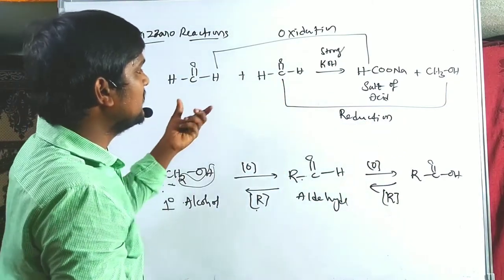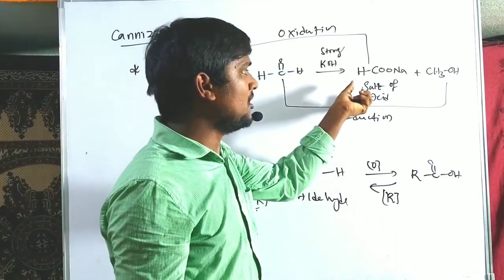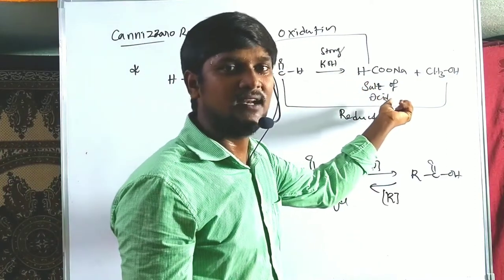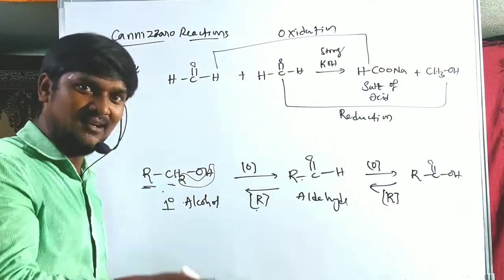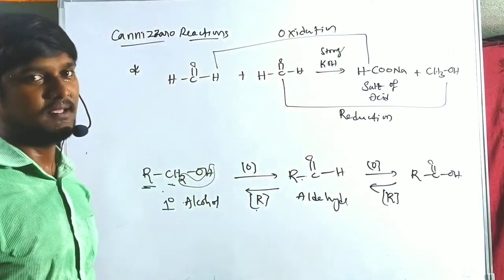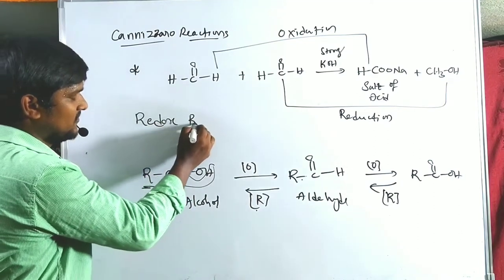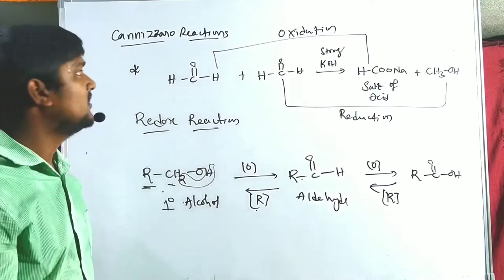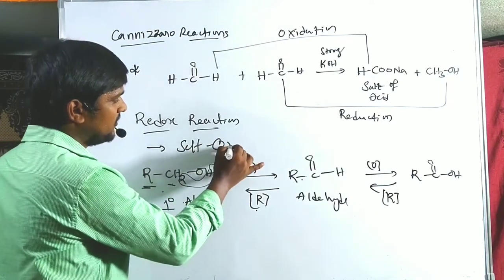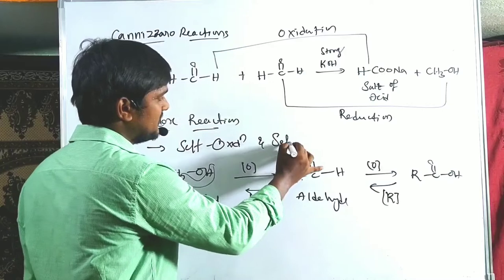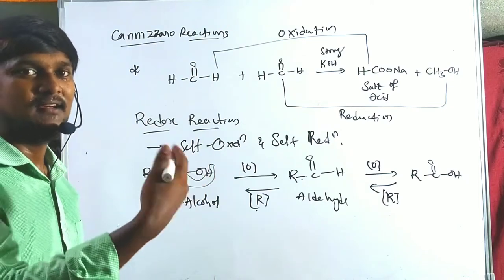Now in this case, 2 moles of carbonyl compounds without alpha hydrogen, especially aldehydes, react with strong bases, and it gives one equivalent of an acid derivative like a salt of acid, and another equivalent of alcohol. In this single reaction, both oxidation and reduction take place, and then it is called a redox reaction. So Cannizzaro is an example of a redox reaction. It is also known as a self-oxidation and self-reduction reaction, which is very helpful for further basics.